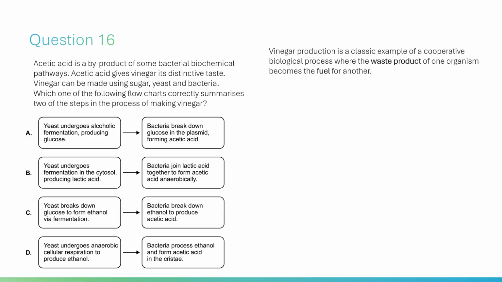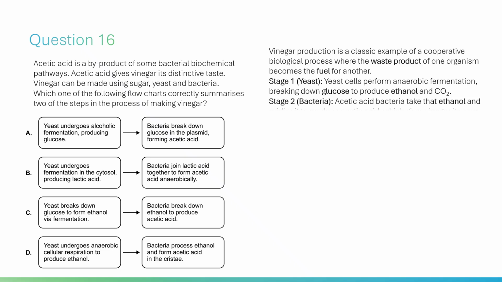Vinegar production is a classic example of a cooperative biological process where the waste product of one organism becomes the fuel for another. Stage 1. Yeast cells perform anaerobic fermentation, breaking down glucose to produce ethanol and carbon dioxide. Stage 2. Bacteria, acetic acid. Bacteria take that ethanol and oxidize it to produce acetic acid, which gives vinegar its sour taste. Correct answer, C.